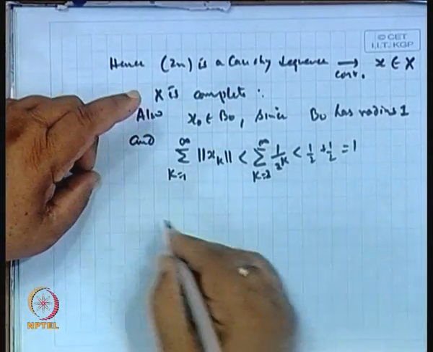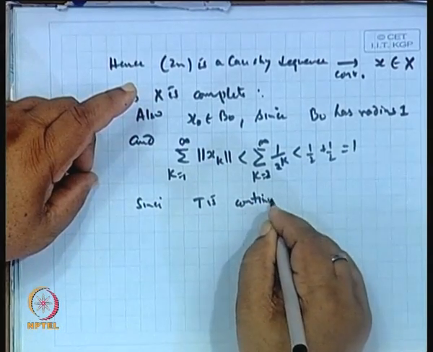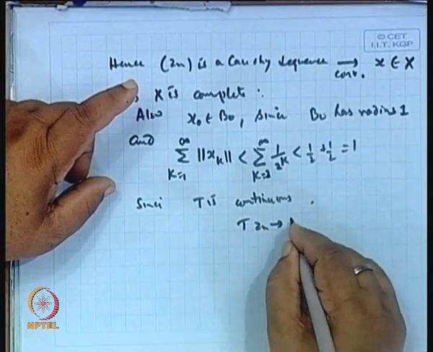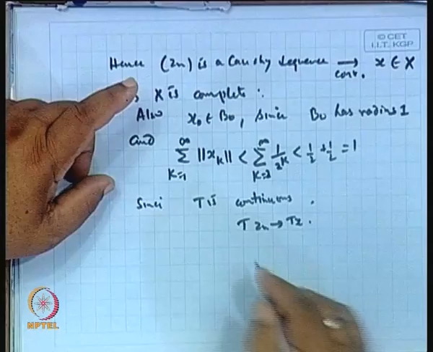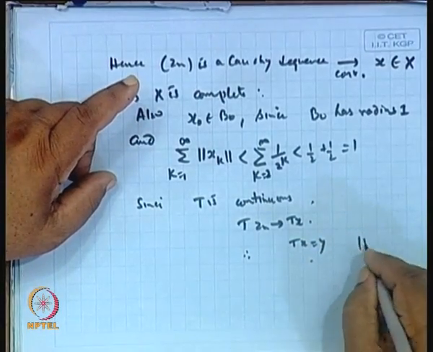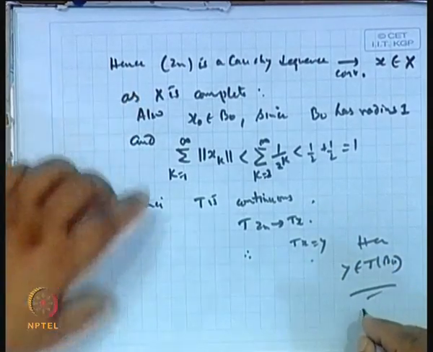Since T is continuous, therefore the image T z n will go to T x, and thus T x is equal to y. Hence we prove the result. Okay. Thank you. This is all.